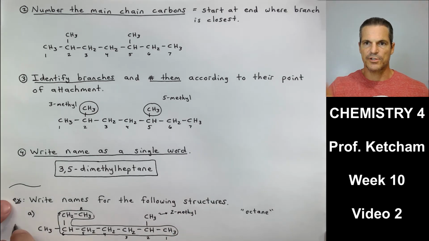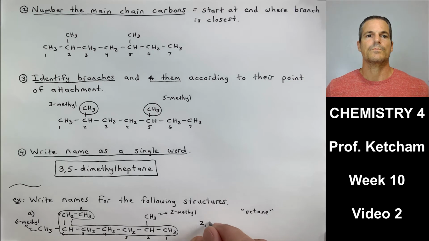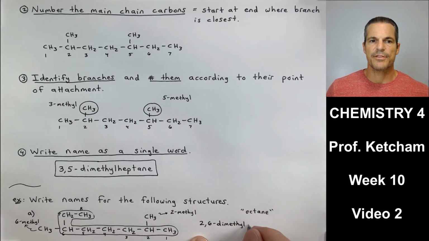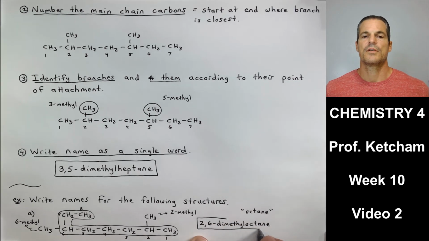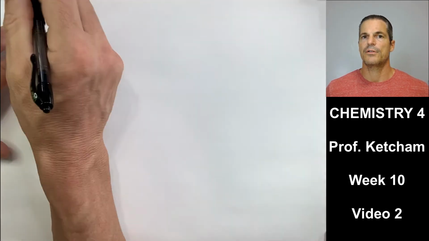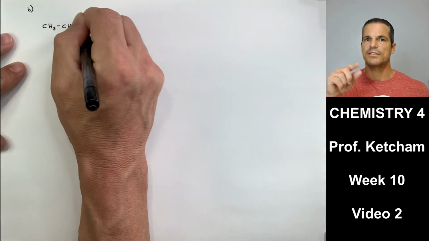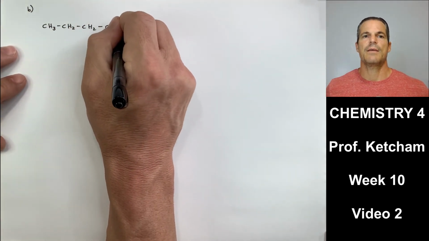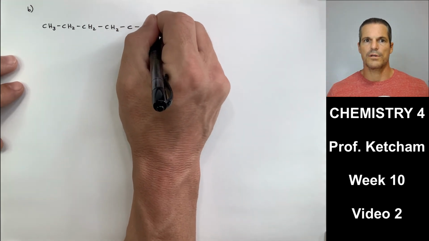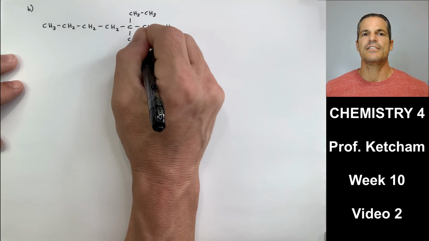The snake that I circled, by the way, is 8 carbons long. 8 carbons is some sort of octane. So I've got a 6-methyl branch. I've got a 2-methyl branch. So I call it 2,6-dimethyloctane. 2,6-dimethyloctane, one word.